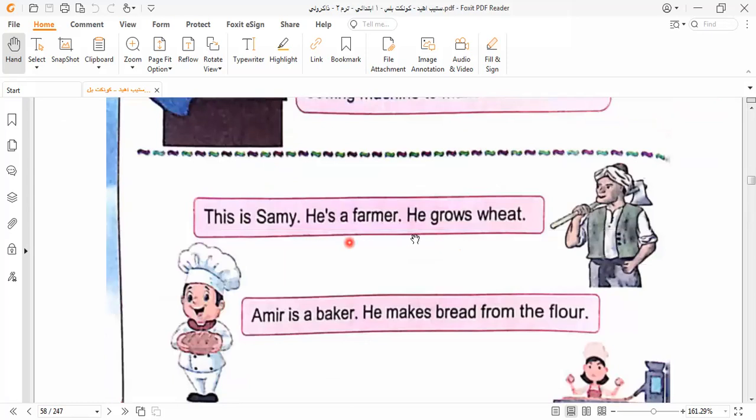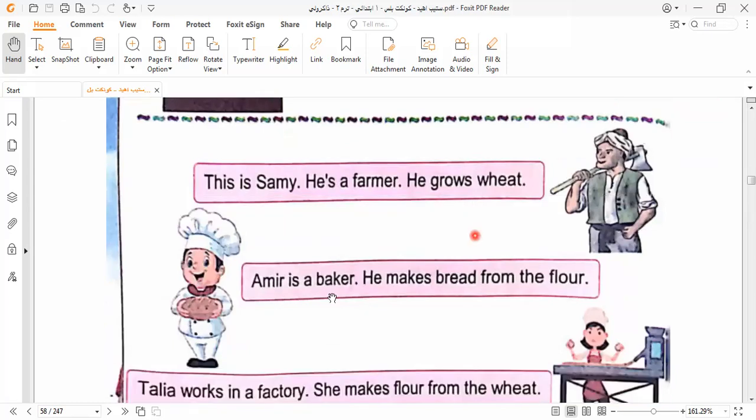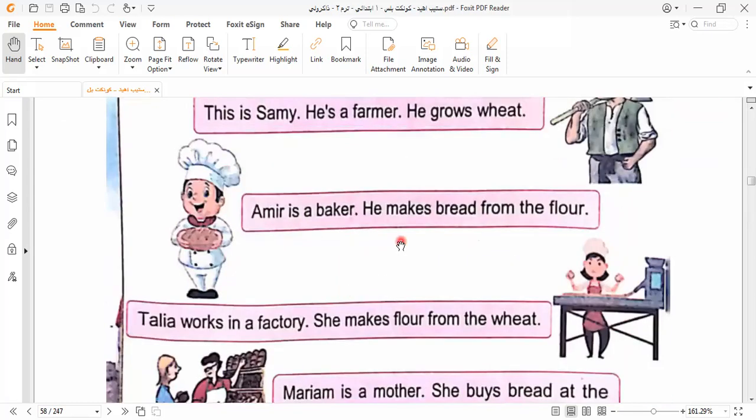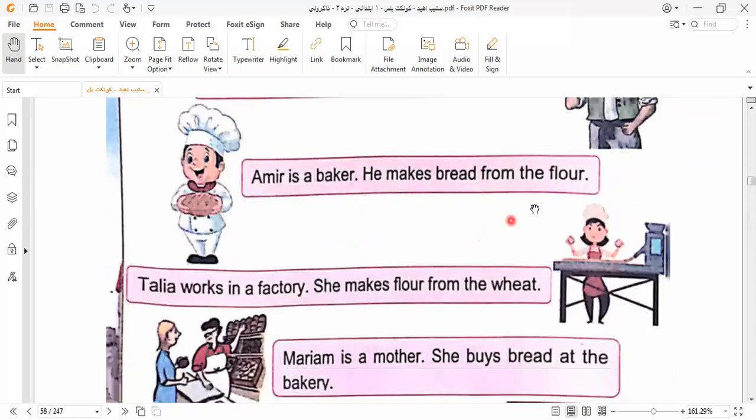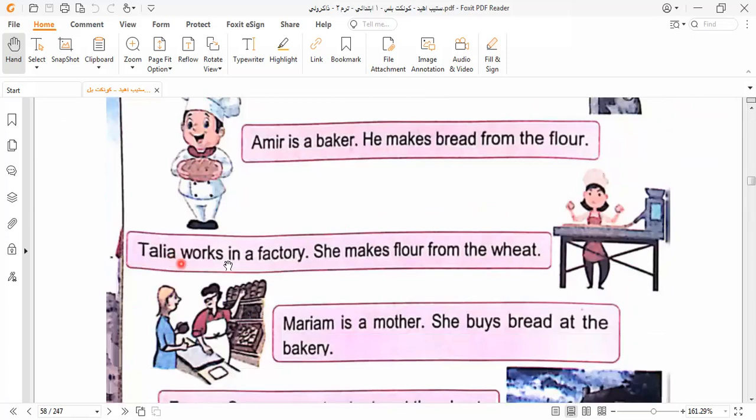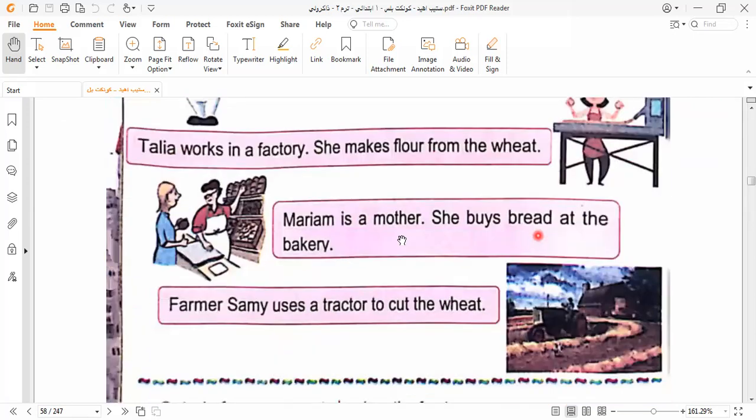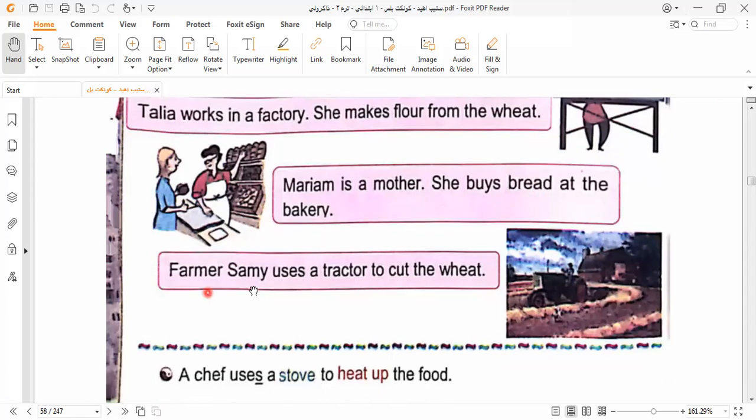This is Sami. He's a farmer. He grows wheat. Amir is a baker. He makes bread from the flour. Talia works in a factory. She makes flour from wheat. Mariam is a mother. She buys bread at the bakery. Farmer Sami uses a tractor to cut wheat.